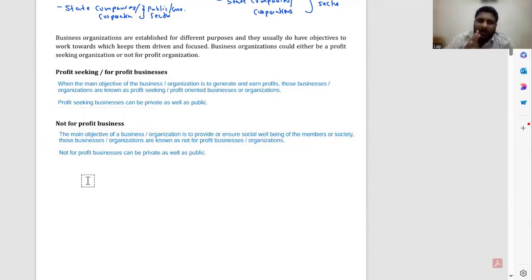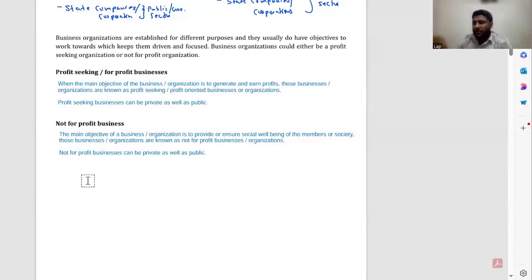So what you have to understand is, based on the objective, if there is an organization whose main objective is making profits, that is a profit seeking business. If there is a business that is not making profits, but aims at the well-being of the society and of the members in the society, we will call those not-for-profit organizations. So we learned two things as of now.